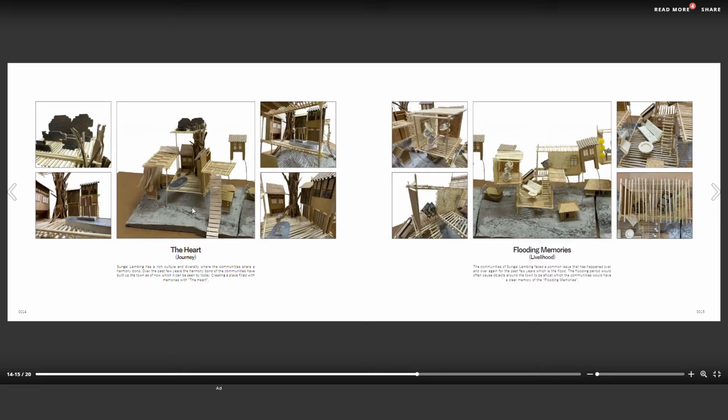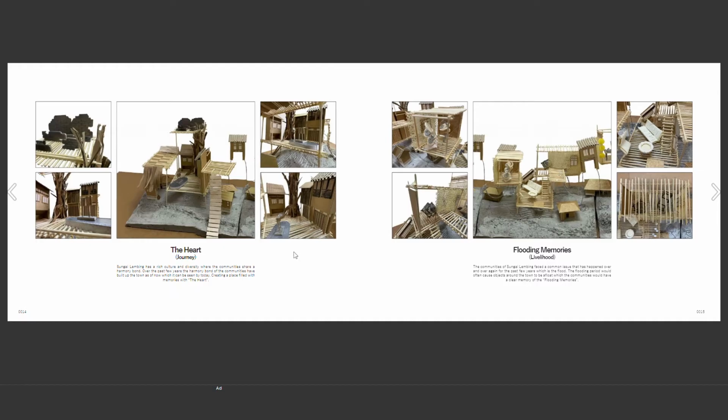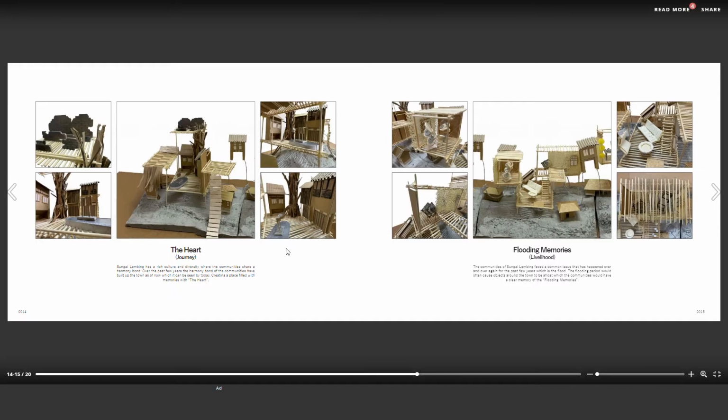So the heart is inspired by the journey. This narrative shows that Sungai Lembing has a rich culture and diversity where the communities share a harmonious bond. Over the past few years, the harmonious bond of the communities has built up the town as we see it today, creating a place filled with memories of the heart. So the next is the flooding memories.